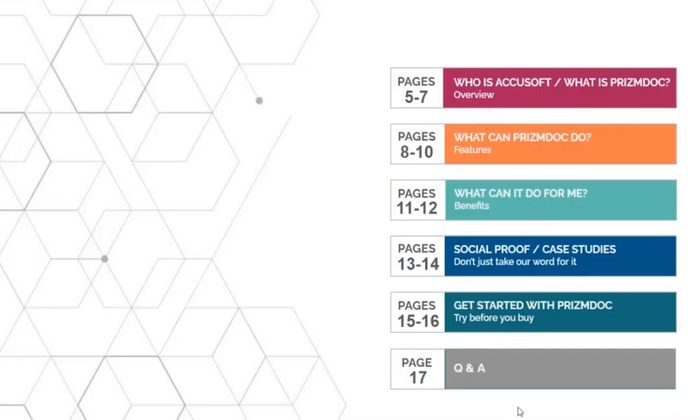So what we're going to go over today, our agenda. First, we're just going to give a little intro to who is Accusoft and what is Prism Doc. We're going to go into the features about what Prism Doc can do and its capabilities, and then really dig into the benefits, so what Prism Doc can really do for you in your application. We'll touch on some social proof, share a case study of a Prism Doc customer, and then finally, how easy it is for you to get started with Prism Doc, the try before you buy. And finally, we'll end with some time for your questions.